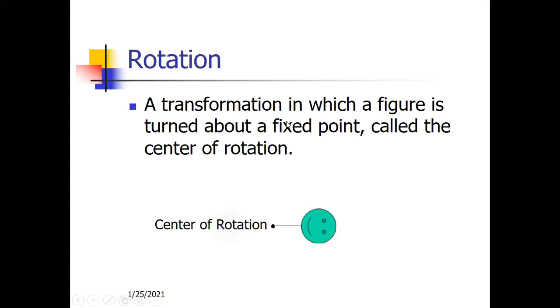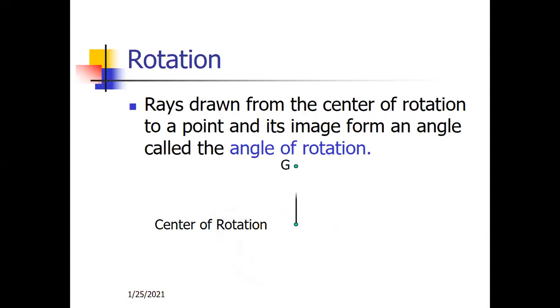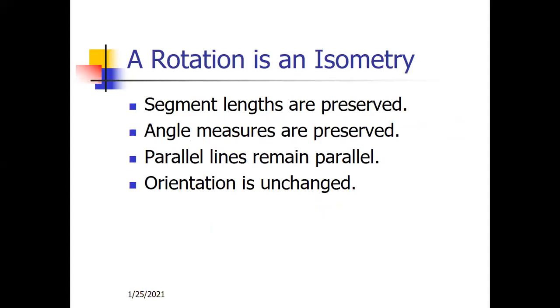So a rotation is a transformation in which a figure is turned about a fixed point, called the center of rotation. So this one is the center of rotation. We should have the center, and then the figure will rotate around this center. Even if we have a point like this, we can rotate it with degrees. We can rotate with 90 degrees or 180 or other angles. We are going to talk about it later on.